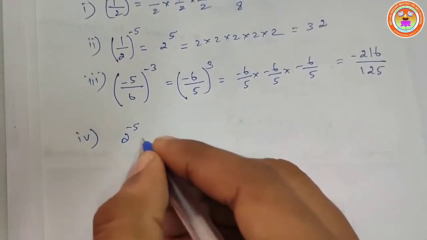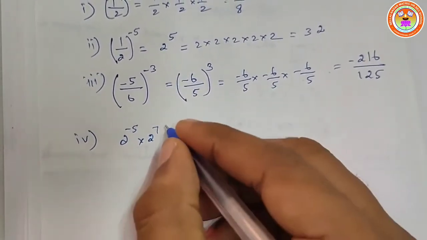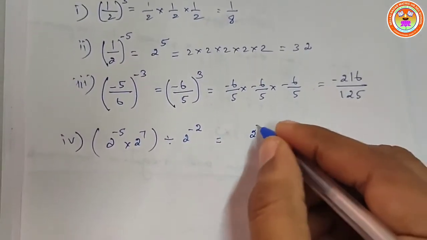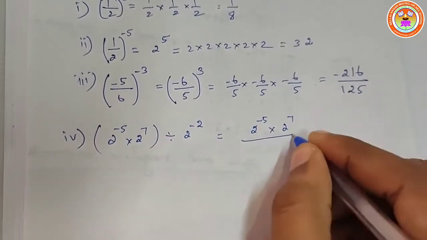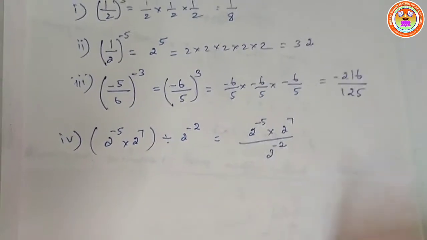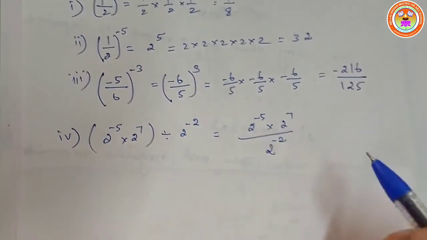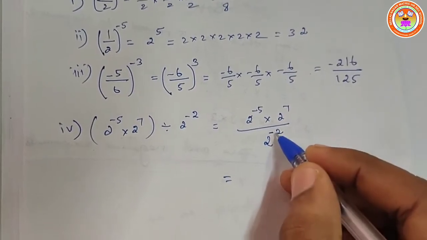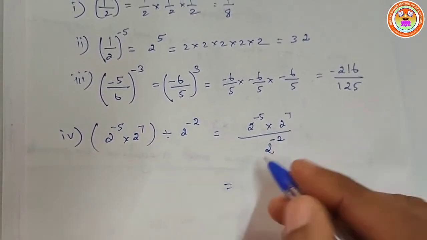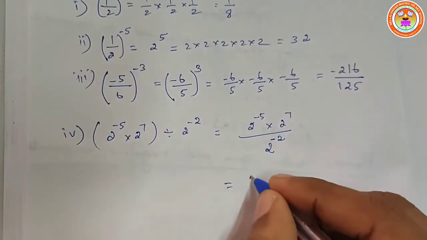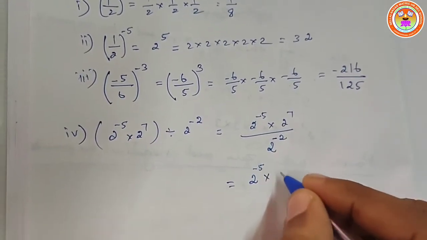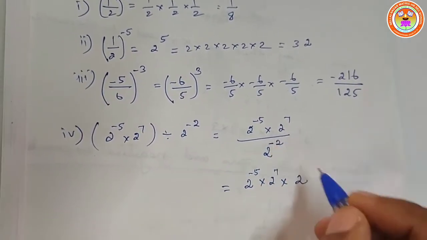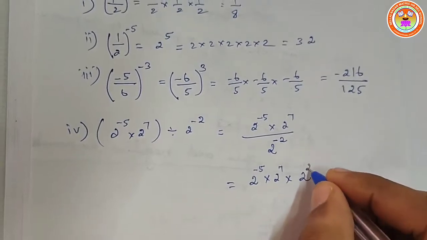2 power minus 5 into 2 power 7 divided by 2 power minus 2. Since it is a division symbol, you have to put it in the denominator. Now this denominator, since it is negative, we bring it to the numerator place, it will become positive. So how will you write? 2 power minus 5 into 2 power 7 into 2 power, since the power is negative, if you go to the numerator place, it will become plus 2.